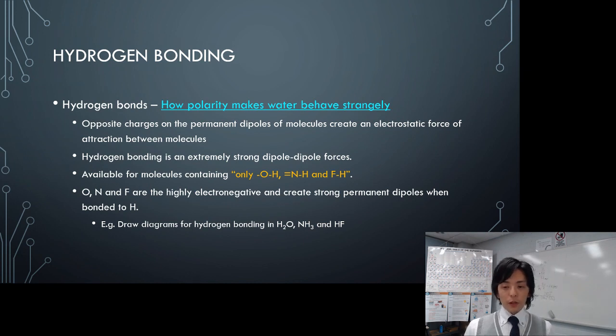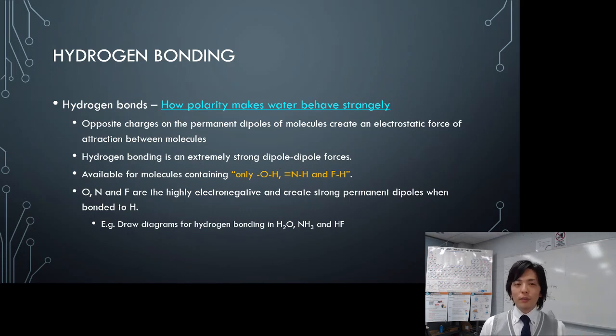Alright, moving on to the extreme case, a much stronger case of dipole-dipole. We call that hydrogen bonding. Why? Because hydrogen needs to be part of that. How polarity makes water behave strangely is the video that I attached, and we'll watch that together. Opposite charges on the permanent dipoles of molecules create an electrostatic force of attraction between molecules.